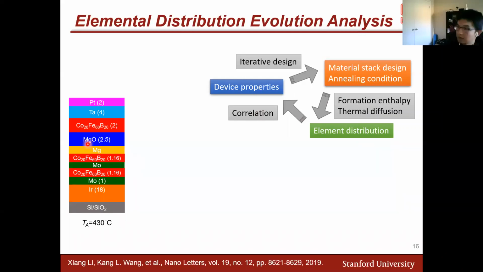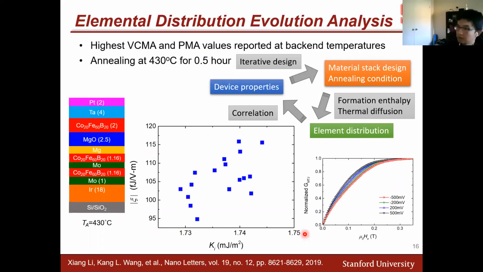They can introduce more metal oxides, which, when overlapping with the cobalt iron, will give you higher VCMA. And with the introduction of these two layers, we further block the diffusion of iridium into the cobalt boron layers. That gives you a higher PMA, and that's also what we see in the final device. So this illustrates that this simple approach can actually help us improve the device properties.